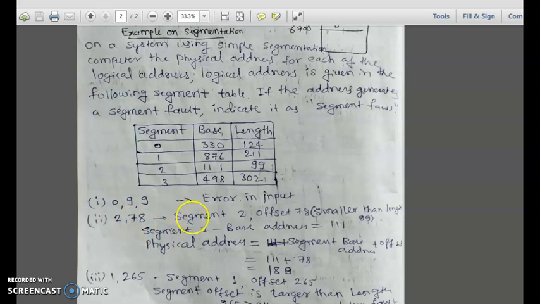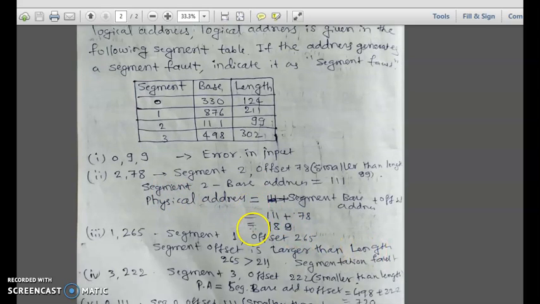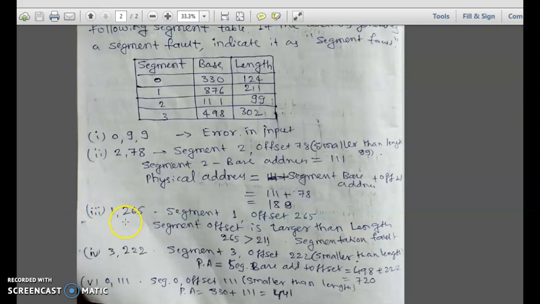We have segment 2 here, offset 78, smaller than the length. So for segment 2, the starting address is 111 and the length is 99. This 78 is less than 99, therefore it is valid here. Then we can calculate the physical address, segment base address plus offset. The base address for segment 2 is 111 plus offset 78 here, which is 189.